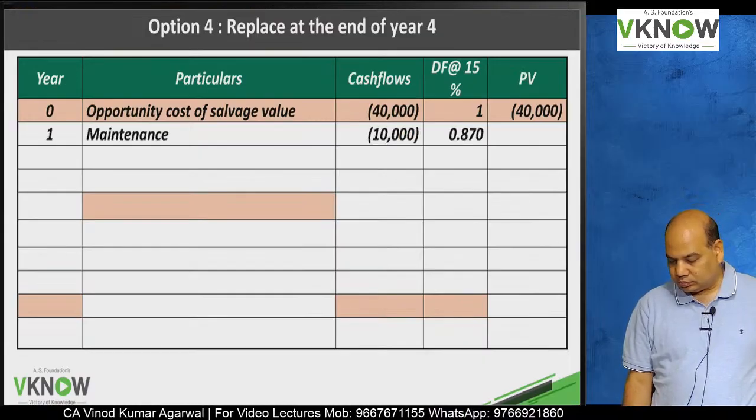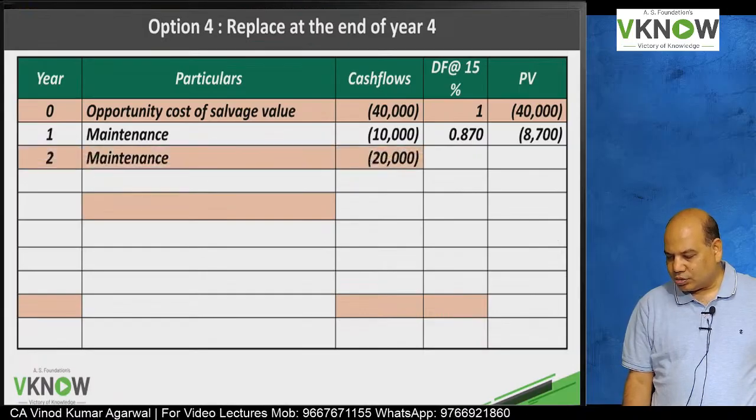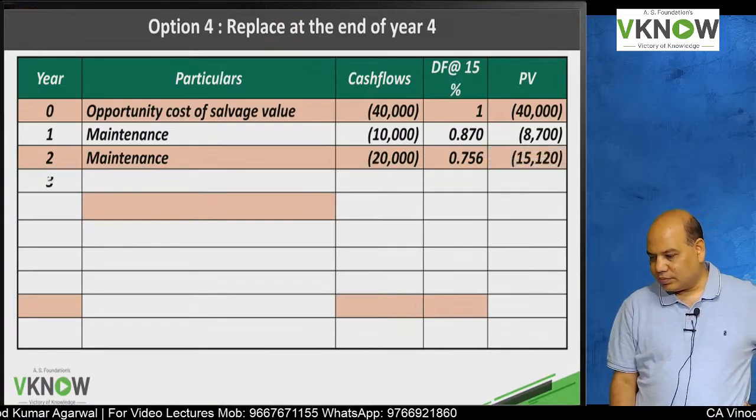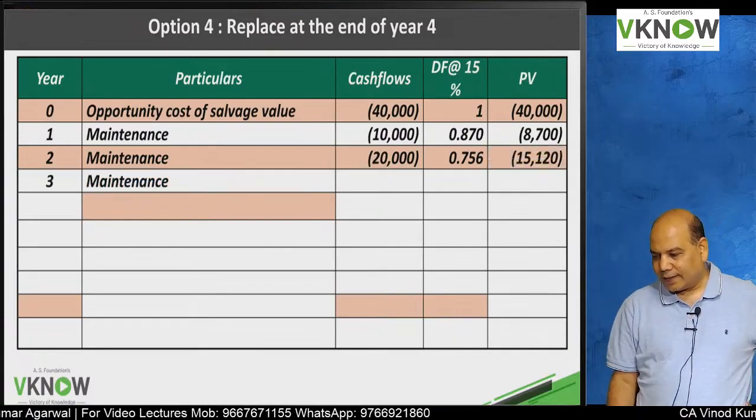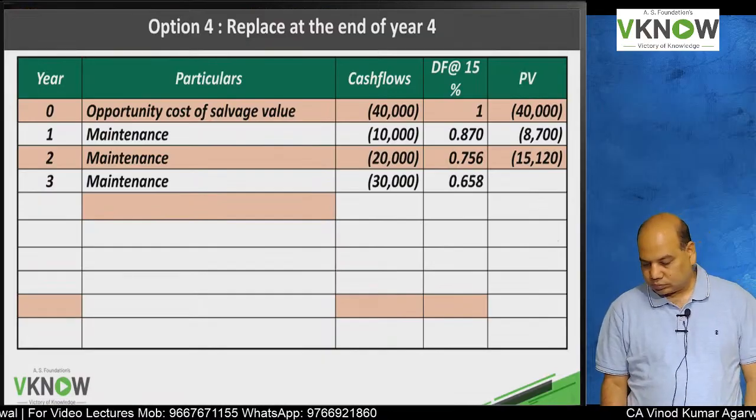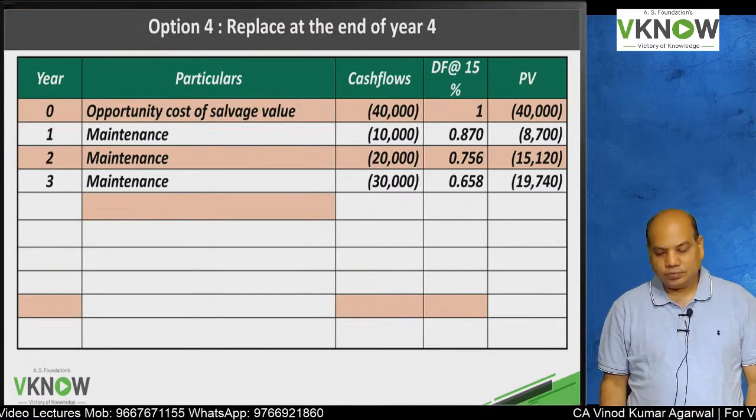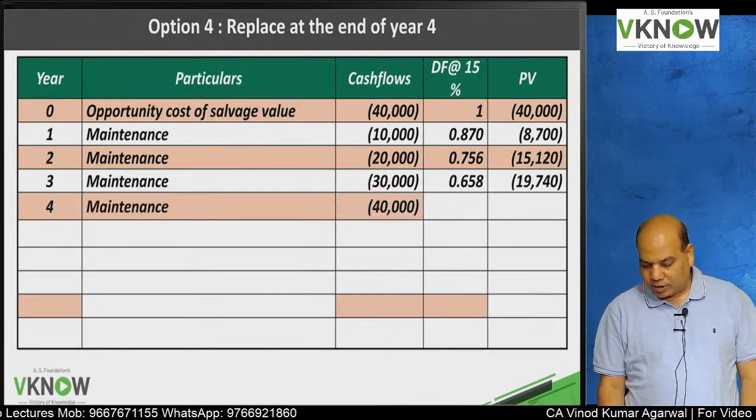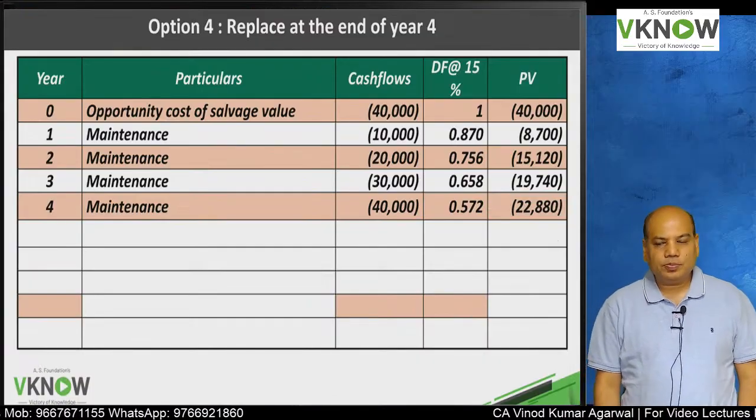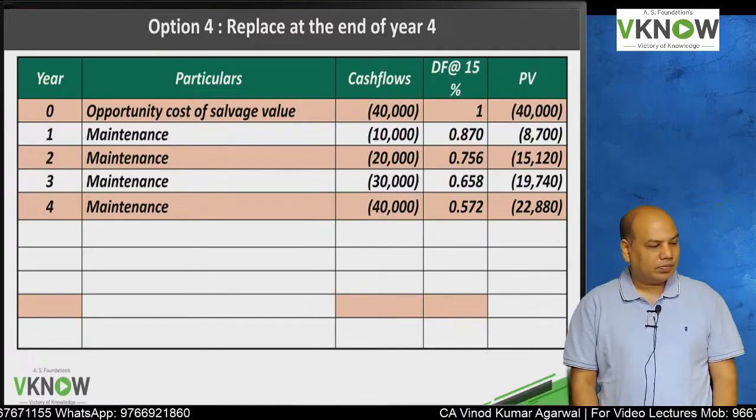Year 1 maintenance 10,000. Year 2 maintenance 20,000. Year 3 maintenance 30,000. Write present value also, and year 4 maintenance 40,000. Very easy. If you practice daily, you will find this chapter very easy.